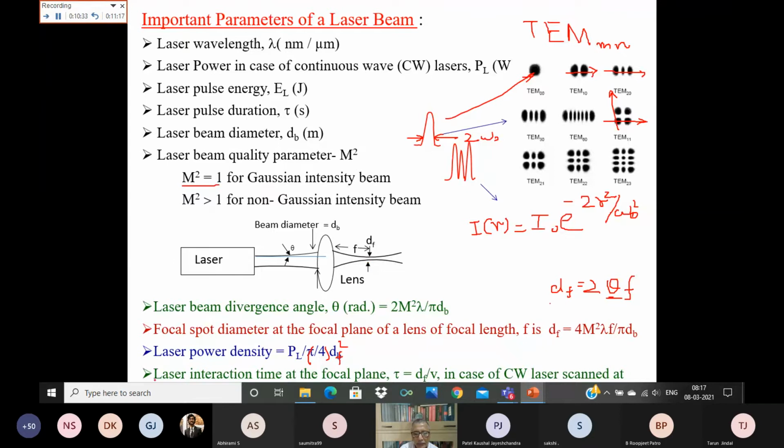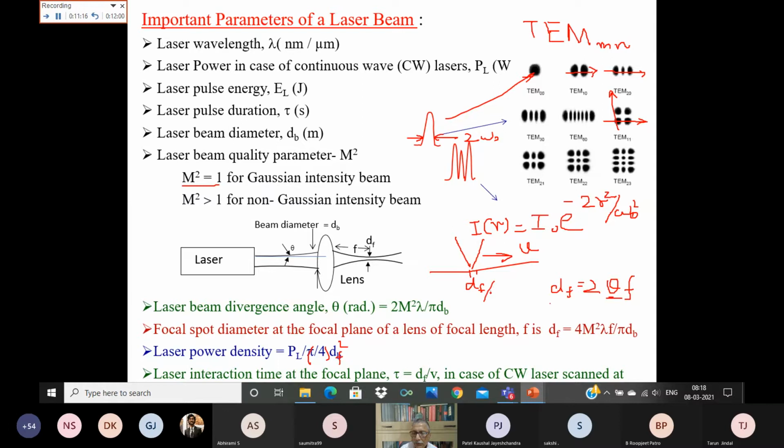Okay, and another important factor is the interaction time when you have a continuous wave beam and it is being scanned with a velocity v. As you can realize, if you have a substrate and the laser beam is moving with a velocity v, and if the diameter of the beam is dF here, and v is the velocity, then the time the laser beam is going to interact or dwell at any point will be determined by dF by v.